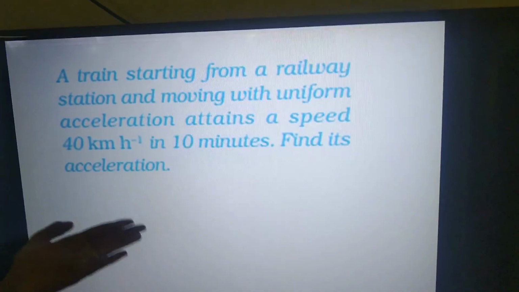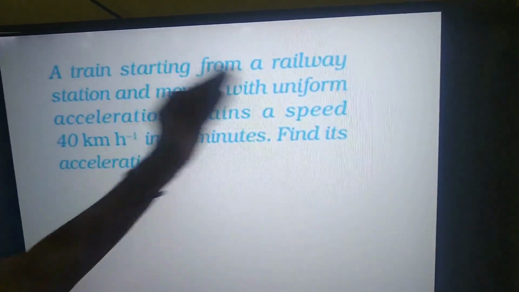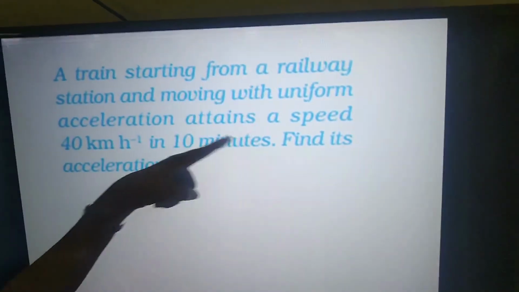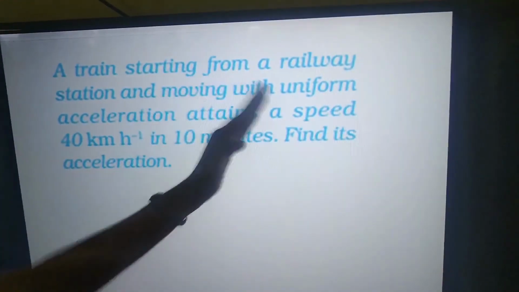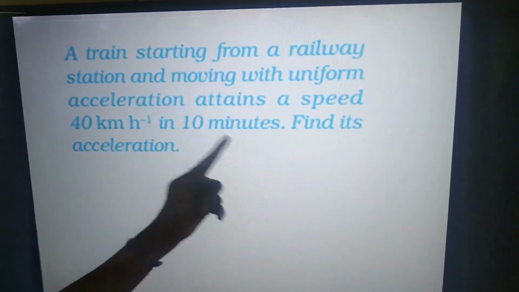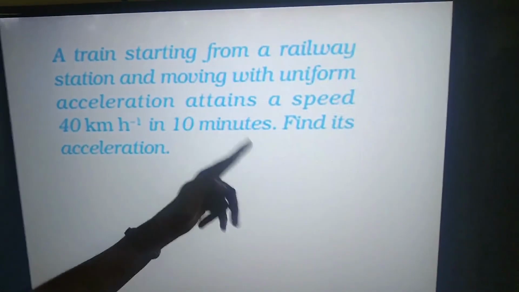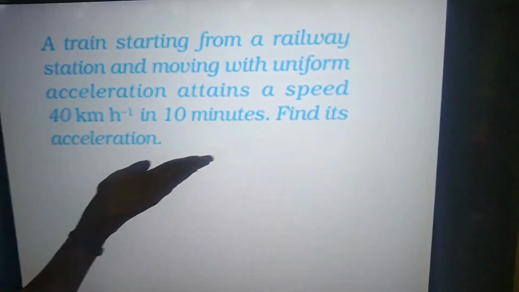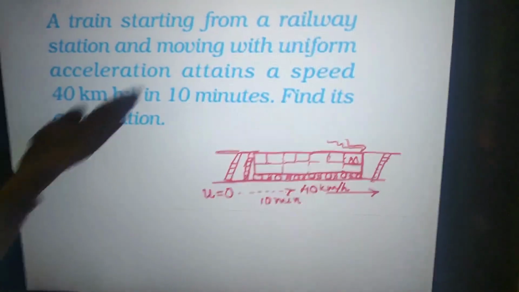And this also you have to solve in somewhat the same way. A train starting from a railway station. Starting means initial velocity is 0, and it is accelerating uniformly. It attains a final speed of 40 in 10 minutes. Convert that minute into second, multiply by 60. Find the acceleration. Which equation? a is equal to (v minus u) by t. You can go through it.